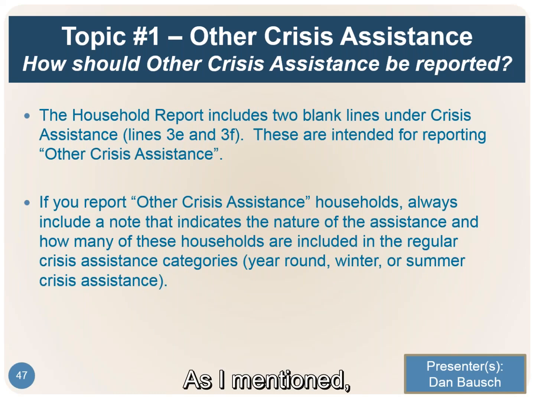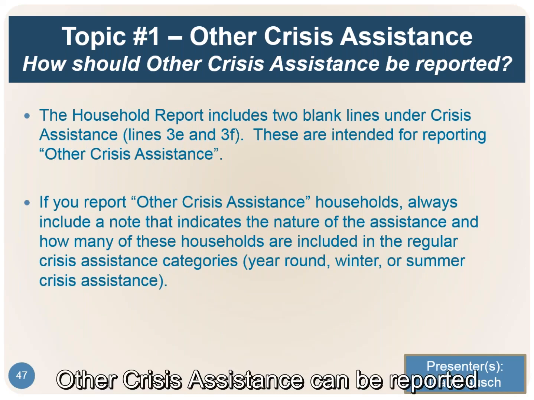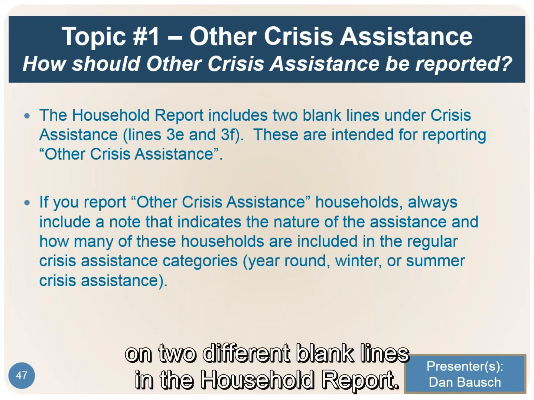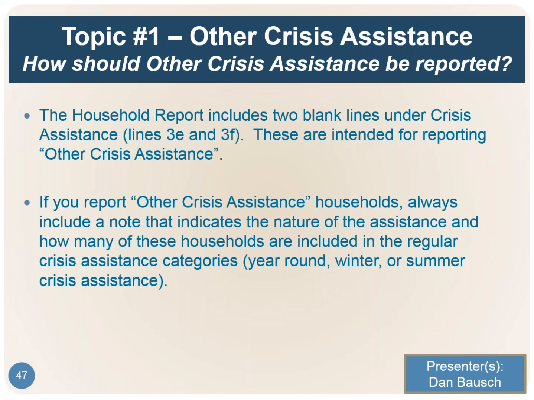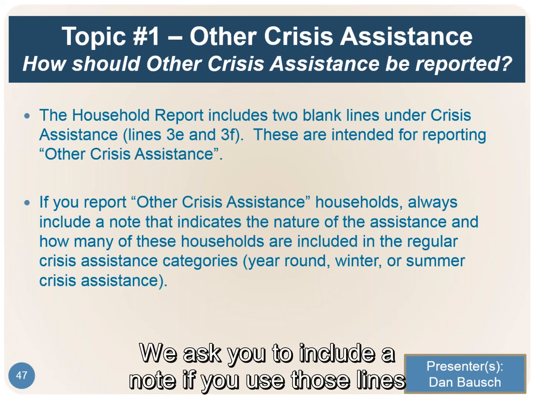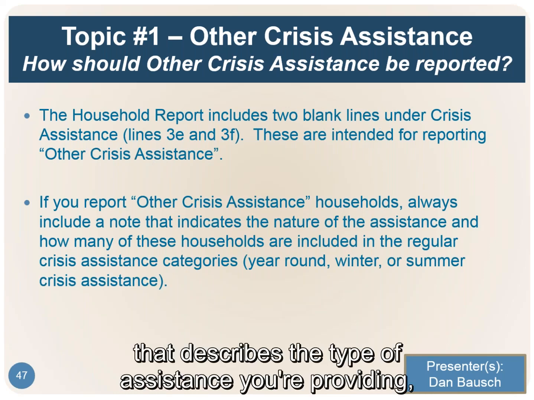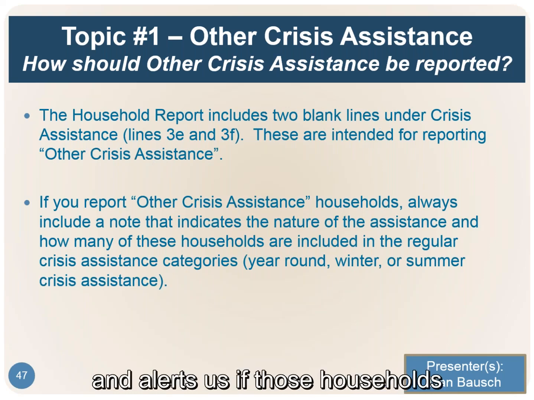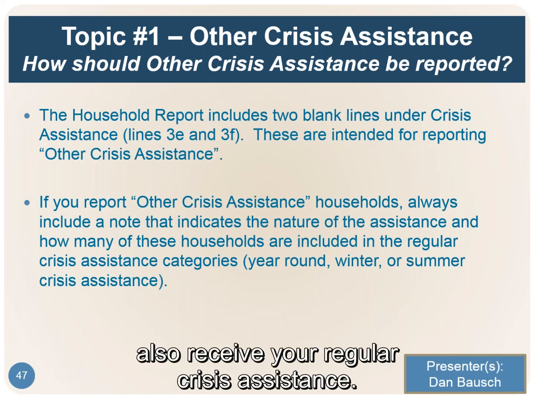As I mentioned, other crisis assistance can be reported on two different blank lines in the household report. We ask you to include a note if you use those lines that describes the type of assistance you're providing and alerts us if those households also receive your regular crisis assistance.